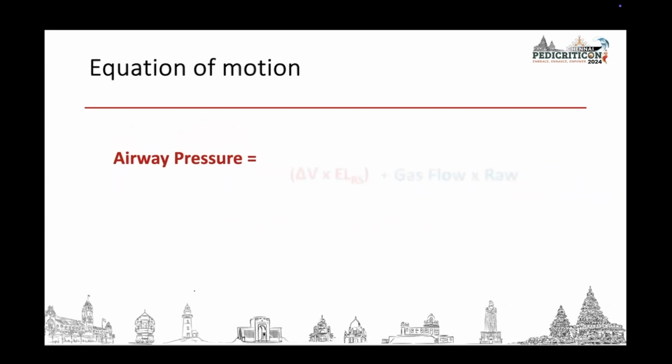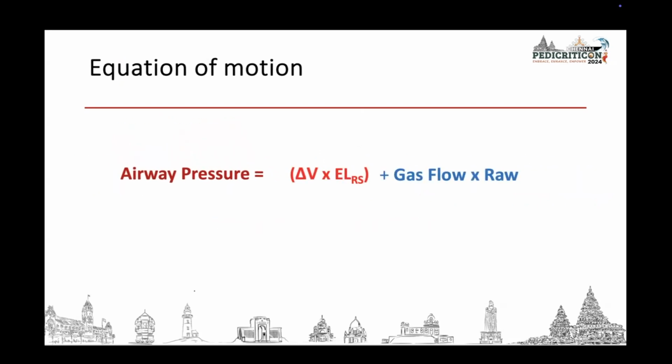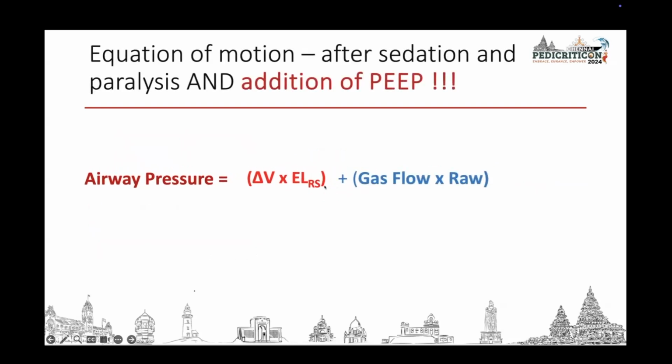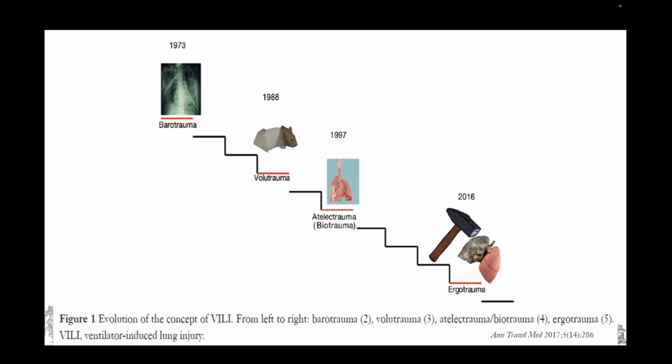And when we modify it a little bit, this becomes airway pressure equals tidal volume multiplied by respiratory elastance plus gas flow and airway resistance. Respiratory elastance is nothing but the inverse of respiratory compliance. So the tidal volume divided by the respiratory compliance is nothing but driving pressure. That's why this particular part of the equation of motion is driving pressure. And a little modification of the mechanical equation of motion is the addition of positive end expiratory pressure at the end.